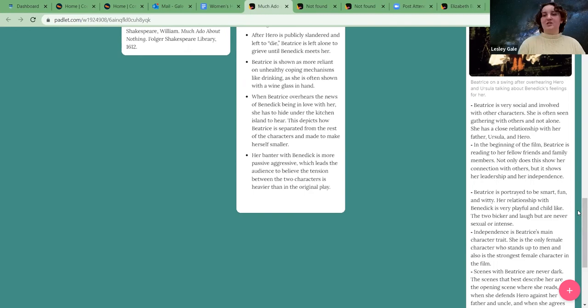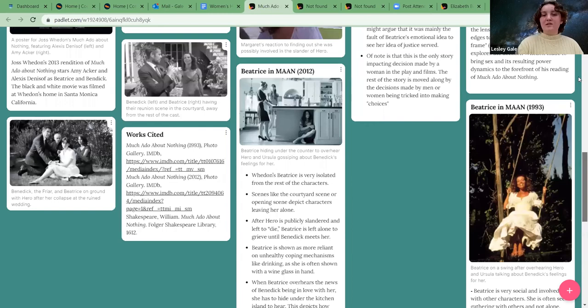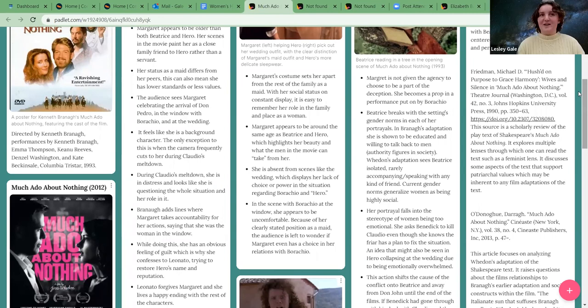And then for how they're similar, Margaret in both films is used as a pawn. She doesn't have any choice in how she's used against Hero. Both of them also do break gender roles, though.